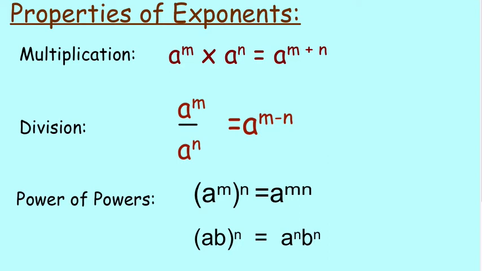Now, these properties, I would say you should pause and write them all down. The first property is called the multiplication property. For you to combine these two exponents together, you must have the same base. So this A and this A must be exactly the same. Then you have a power and another power. What you can do is add those powers together.